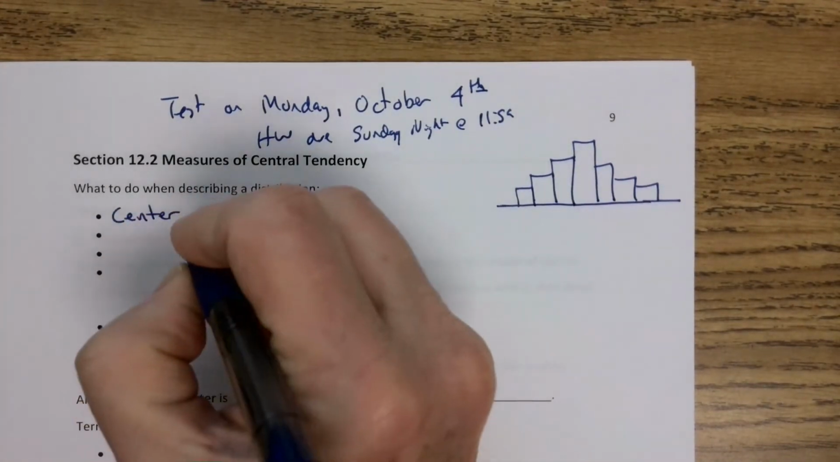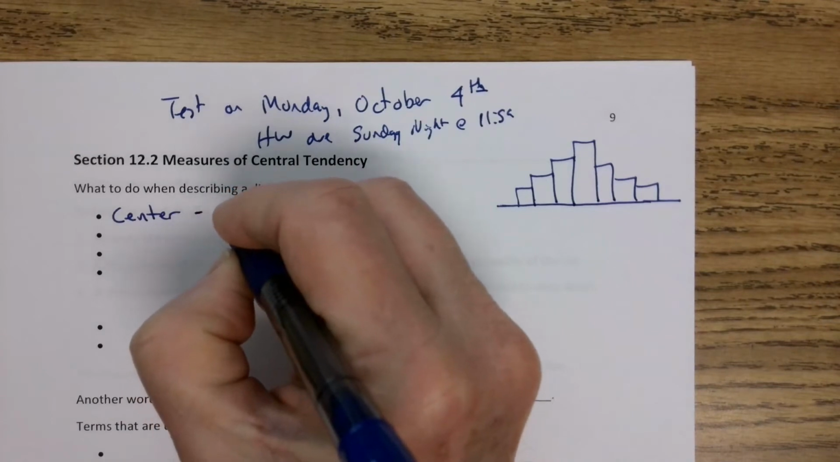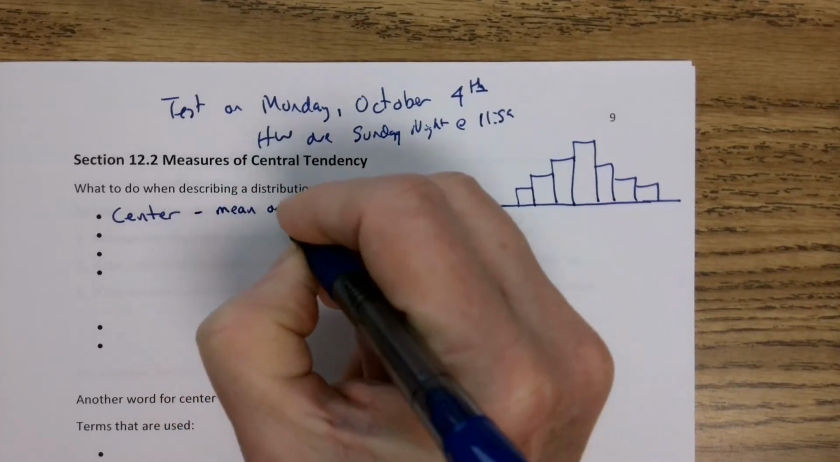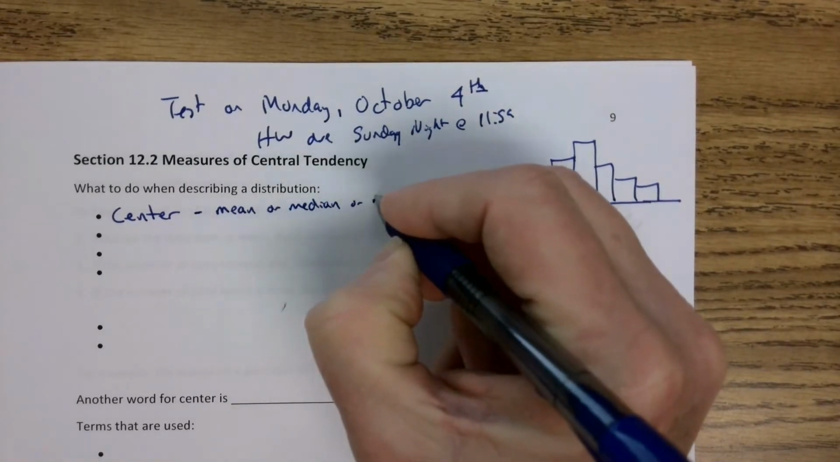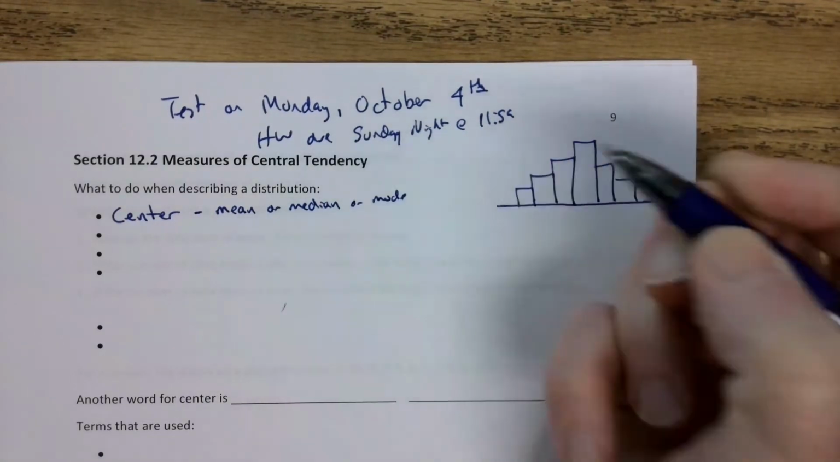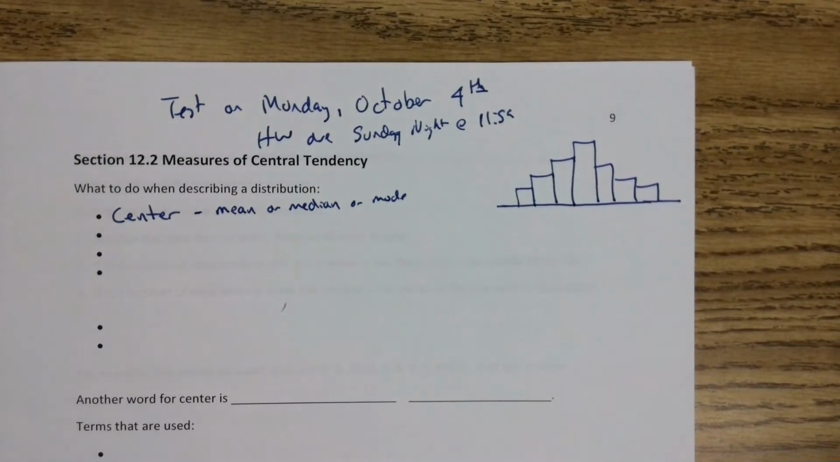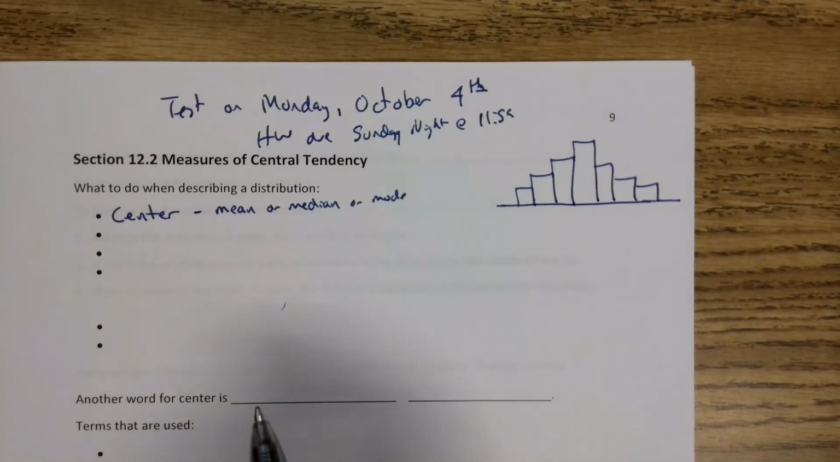So center is mean or median or mode. But that's all the way back from 5th, 6th grade. So 12.2 should be a very simple homework to do. However, I haven't looked at it. They could ask you a bunch of stuff. Get familiar with a calculator.